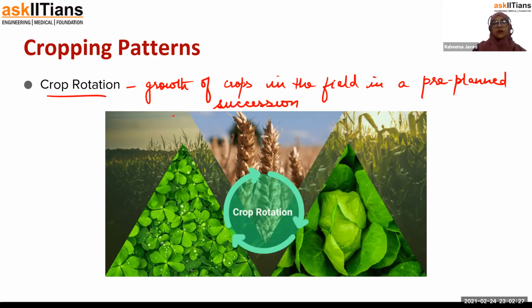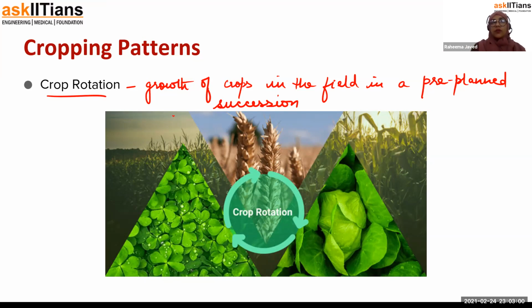Okay, so with this picture, it is quite clear. After wheat, this lettuce is grown. I hope this is lettuce. And then after lettuce, this plant is grown, which has these clover leaf like shape of the leaves. So this is clover leaf plant, and this is taking place in the same field, but we are growing it one after the other.